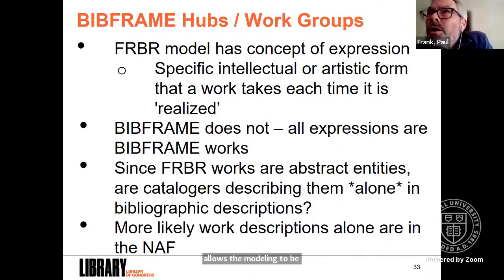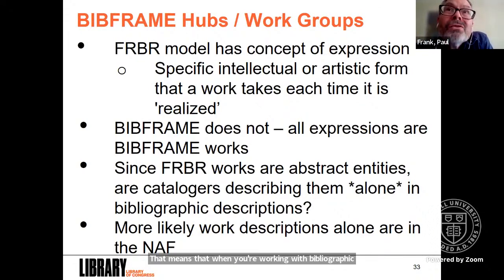So a work in FRBR or in LRM becomes a hub or a super work in BIBFRAME. An expression or a work with representative expression elements becomes a work hub in BIBFRAME. And then it takes you down. That means that when you're working with bibliographic description, what are you actually cataloging?